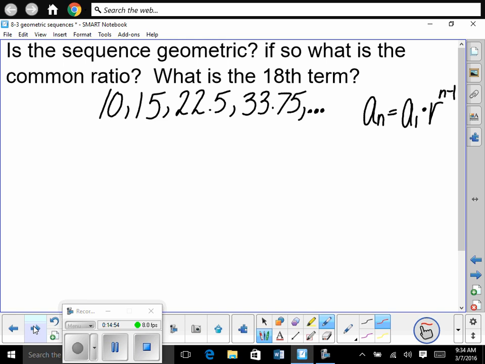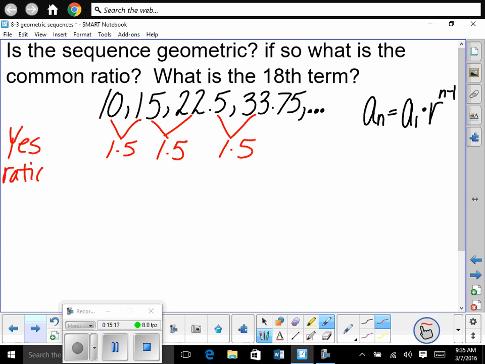So let's do another one. Is the sequence geometric? If so, what's the common ratio? So let's figure it out. 15 divided by 10 is 1.5, right? And then 22.5 divided by 15 is 1.5. And if you keep doing that, this divided by this is 1.5. Therefore, yes, we do have a common ratio, and it's 1.5. Everybody comfortable with that?